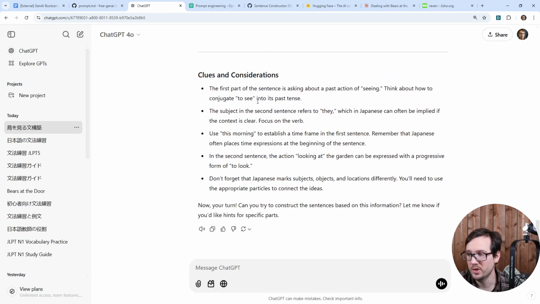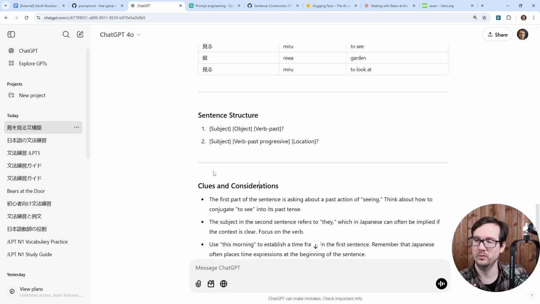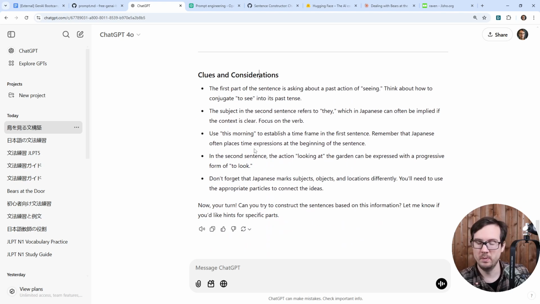And then we go down here. Now we're starting to get something similar. So the first part of the sentence is asking about a past action of seeing. Think about how to conjugate to see in the past tense. So right away, it's already telling us about this. And the thing is that we don't want to get these clues right away. We want to only get clues later on. So again, this might require more fine tuning. I'm not sure if we'll get it in this video.